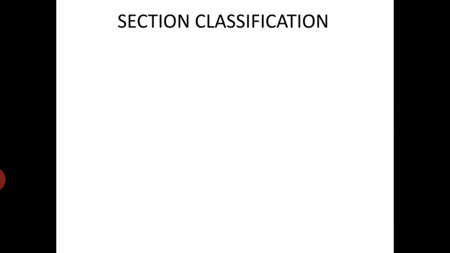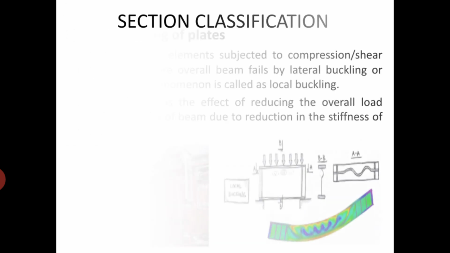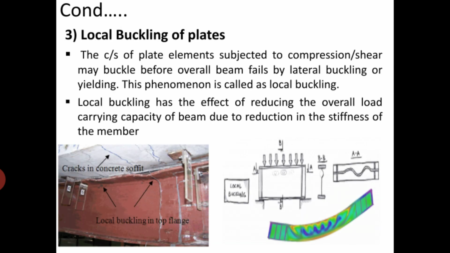So what do we mean by local buckling? Local buckling means that elements or parts of the elements of the section are characterized by the formation of waves, like this, or ripples along the member, which modifies the capacity of the cross section.